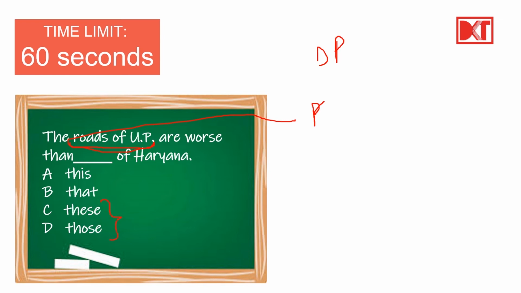And now we are talking about roads. हम एक comparison draw कर रहे हैं. तो roads of Haryana हमारे पास है, तो ऐसे they are not nearby to us and we don't have them in hand. We say then those of Haryana. हम जब comparison draw कर रहे हैं, we say the roads of UP are worse than those of Haryana. All right. Now next question.